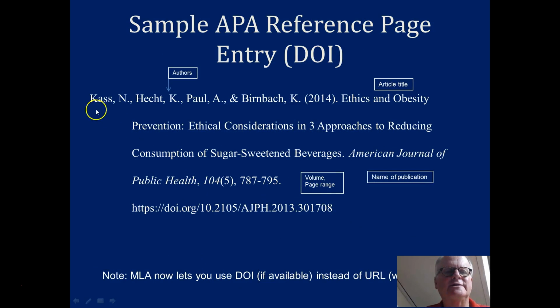In APA, this is the same article. Now here in APA, you list all the authors, you use initials rather than their first names. You put the year the article was published up here in the front. You notice that the article title does not have quotation marks around it, but italics are used for the name of the journal and also the volume. Don't ask me why they do that. And then the page range. And then here we have the DOI listed. If there were no DOI, you'd have to say retrieved from and you'd put in a URL. Okay.